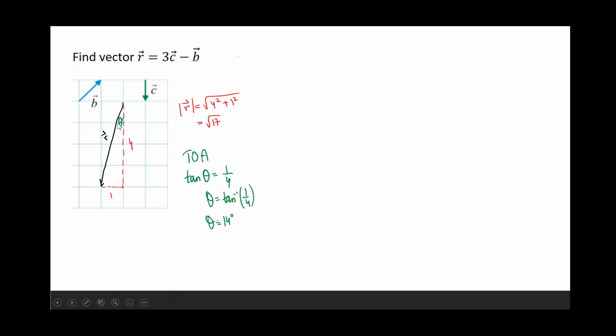To find the angle, suppose I put theta right there, and then I can use SOHCAHTOA, specifically TOA, because we have the opposite and adjacent sides. Doing this calculation, we get 14 degrees. Next, in our final solution, we want to state vector r. Notice now it doesn't have absolute value on it because it's a full vector that has the magnitude and the direction, except I don't have the direction fully filled in.